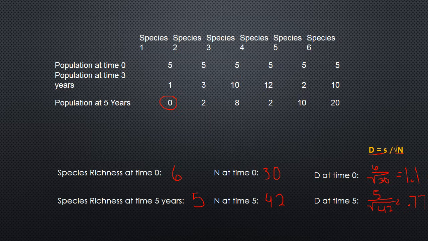0.77. So in this particular case, we would say that our species diversity was higher at time 0 than it was at time 5. So it looks like this community's health is in decline. We don't know why yet, but that is what you get from that part right there.